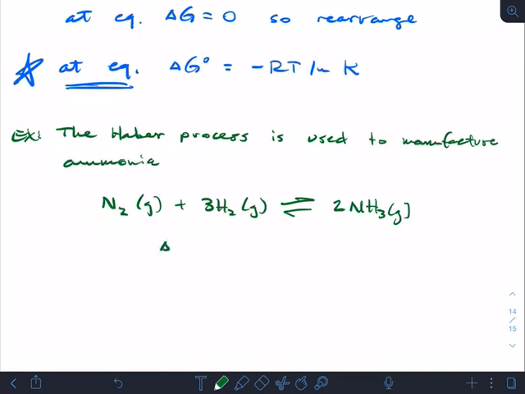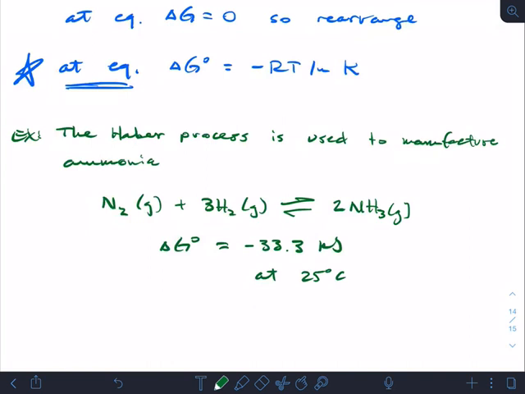N2 plus 3H2 goes to 2NH3, and it's an equilibrium process making ammonia. And the delta G for that, the standard delta G, is known to be minus 33.3 kilojoules at 25 degrees Celsius. Okay, so at 25 degrees Celsius, this is a spontaneous process.